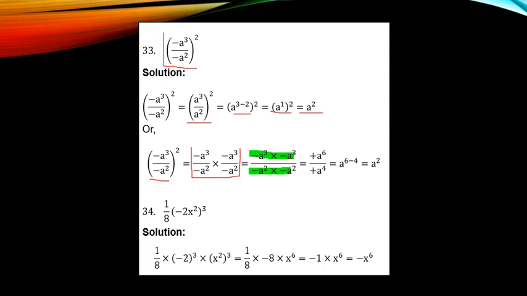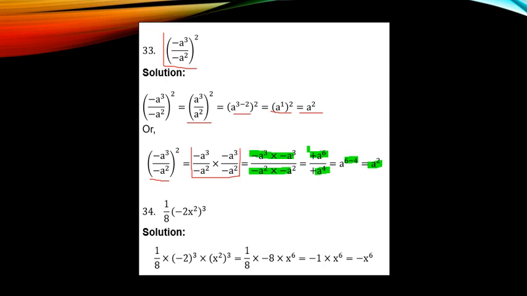A cube times a cube, you have a power of 6. Then a square times a square, you have a power of 4. So by the law of division, the powers are subtracted and you have a square. As simple as that.